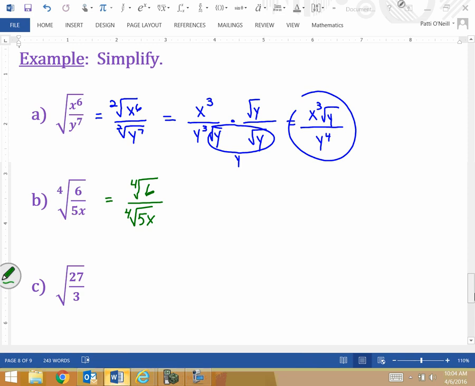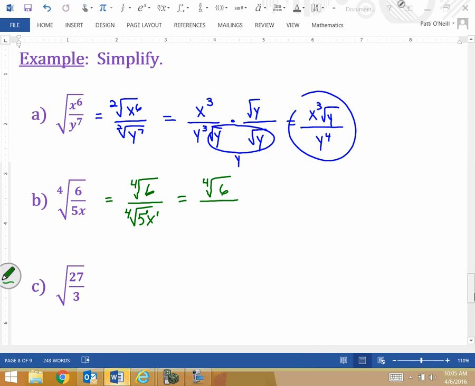Sometimes it's harder to look at it when it's one fraction underneath the radical sign. Now, I can't take the fourth root of 6, so I'm going to leave it as the fourth root of 6. The fourth root of 5x. Now, that's a radical that I can't simplify, but I need to rationalize. So right now I have 1 power of 5 and 1 power of x, and I'm taking the fourth root.